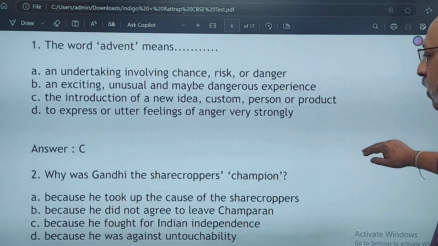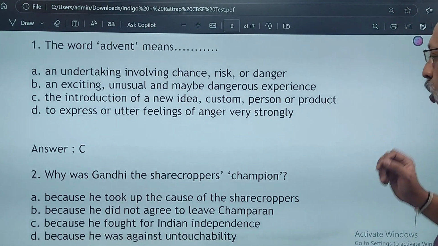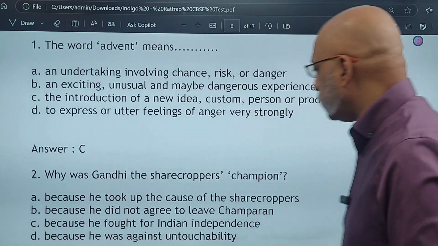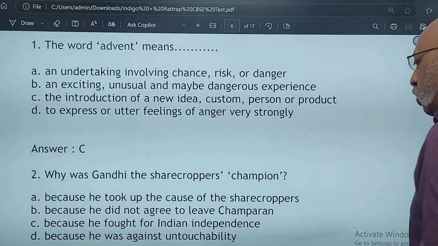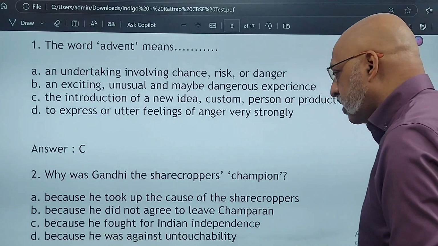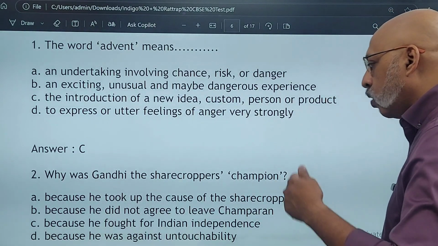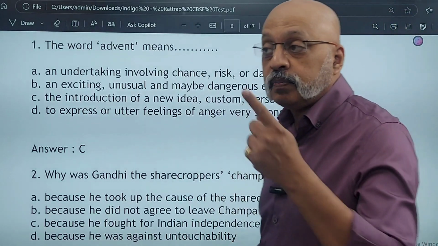Answer C. Why was Gandhi the sharecropper's champion? Why was he hailed as a champion of the sharecroppers, because he took up the cause of the sharecroppers, because he did not agree to leave Champaran, because he fought for Indian independence, or because he was against untouchability.